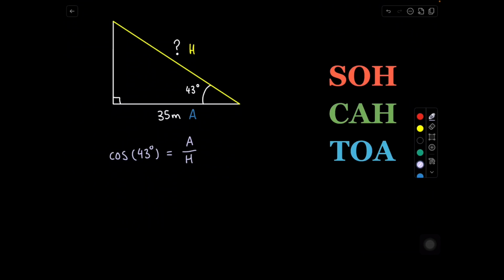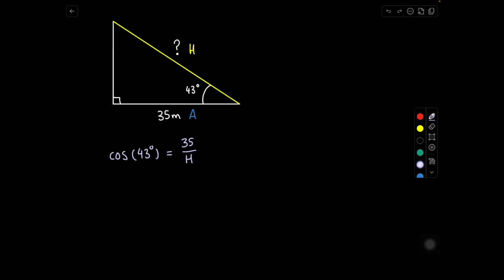Now here, our adjacent is 35. So what do we need to write instead of A? We just need to write 35. And now we have our H here, and that's the question mark that we're looking for. So all we do now is solve this equation for H like it's a normal algebra equation. So we can multiply this H across, and once we do that, we get H on that side, and this H disappears. And then what are we left with?